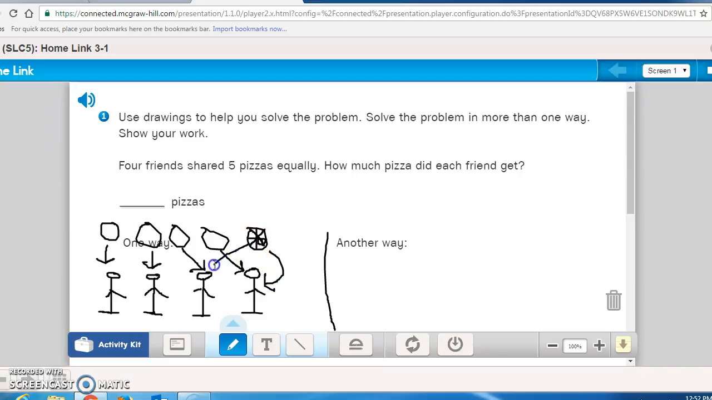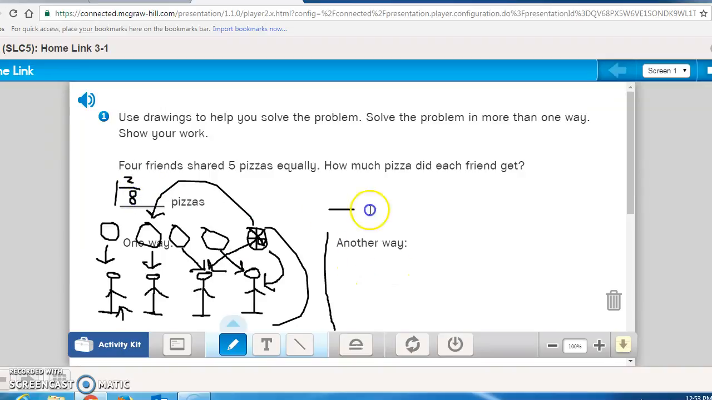So those 2 would go to that boy, this one to this friend, this one to this friend, and the last 2 pieces here would go all the way down here to this friend. So what did each boy get? Well, 1 whole pizza, and then I gave them 2 pieces out of the 8.